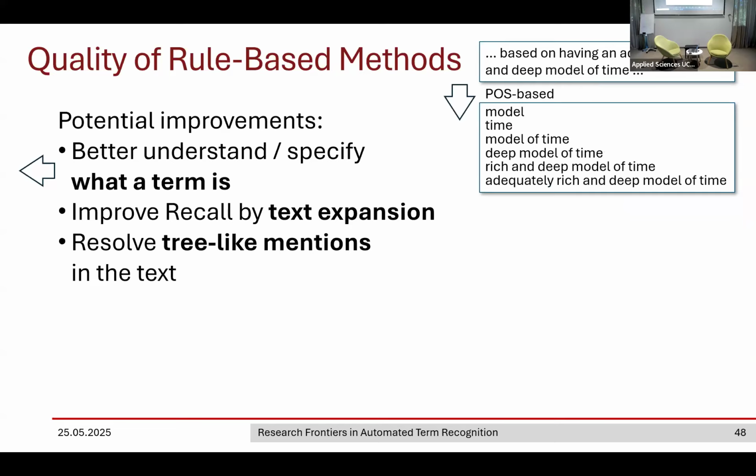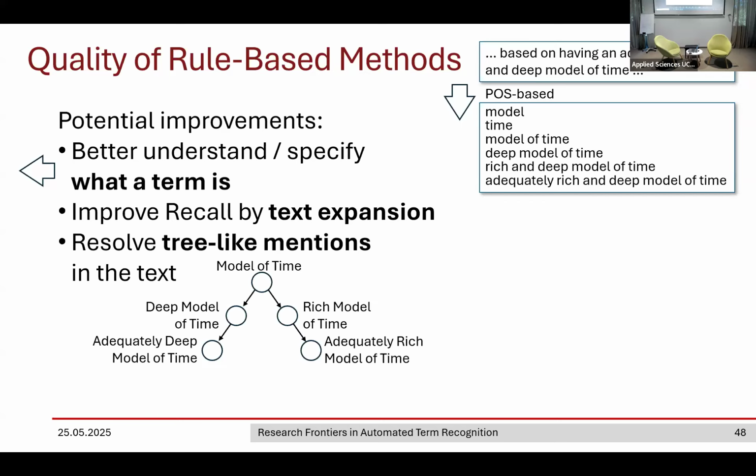What else could be done? You may wish to resolve tree-like mentions. If you look here, this is a part of a sentence in our OTRT dataset: based on having an adequately rich and deep model of time. If we go through the POS labels, we can extract model, time, model of time, deep model of time, rich and deep model of time, adequately rich and deep model of time.